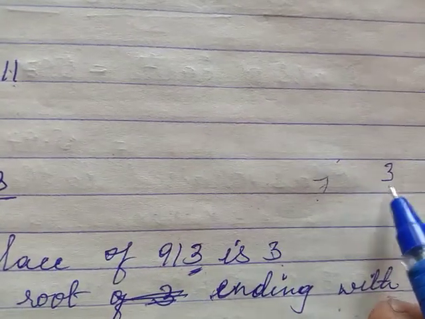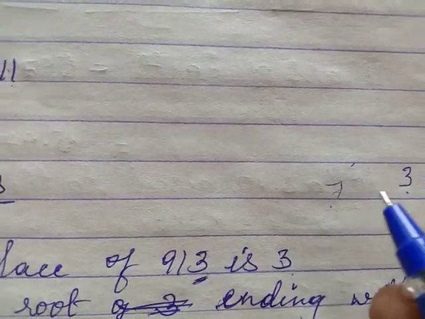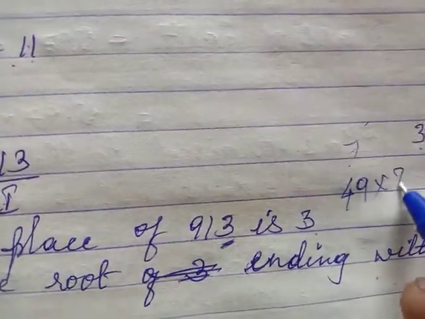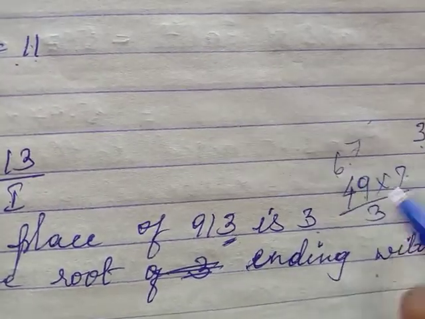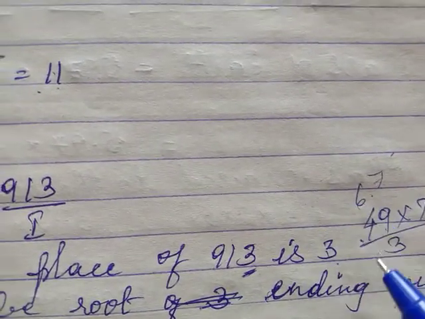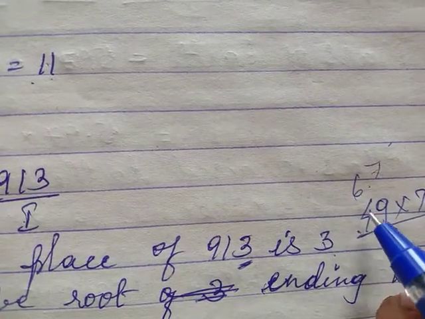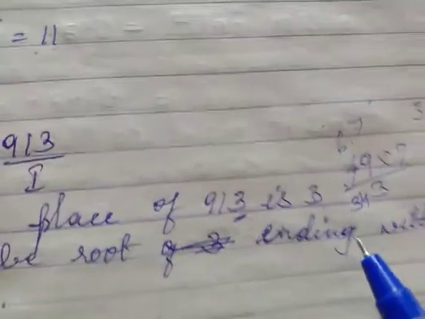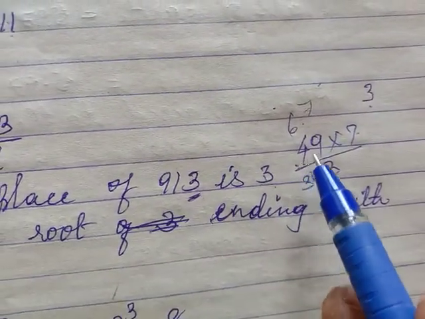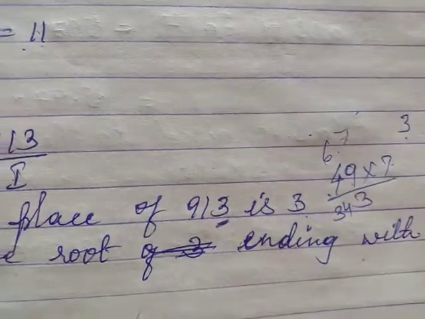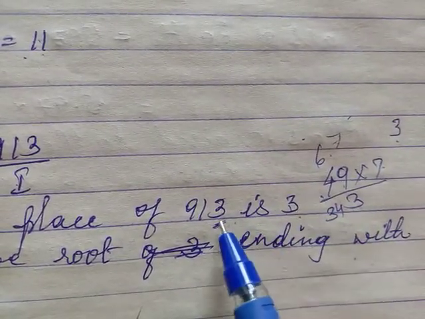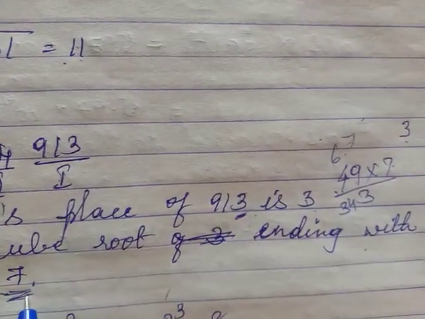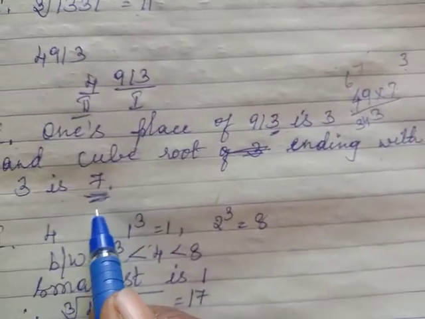7 sevens are 49. 49 into 7, how much is 49 into 7? 7 nines are 63. 7 fours are 28, 28 plus 6 is 34. So 343. So that means the cube of 7 always ends with 3. That is what you have to choose: 7. So the ones place is 7, we have to take.